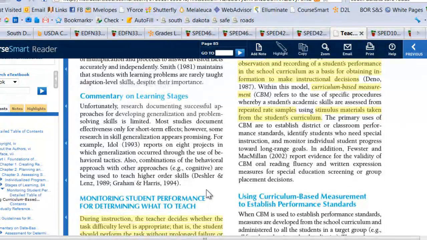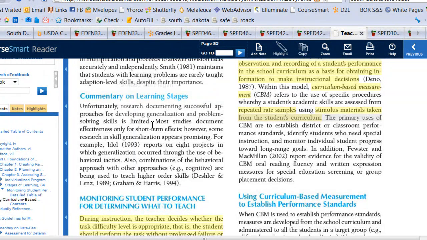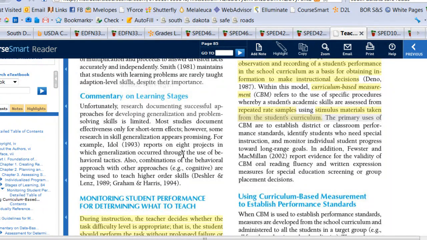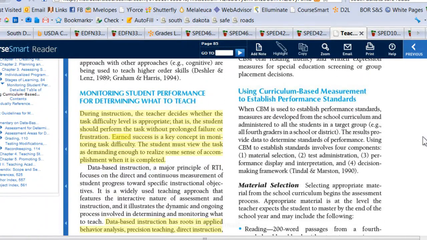And one of the things it says in the commentary, there's not enough research to know. If I can just read this to you, documenting successful approaches for developing generalization and problem solving is limited. Most student studies document effectiveness only short-term effects. However, some research in skill generalization appears promising. For example, IDLE reports 8 projects in which generalization occurred through the use of behavioral tactics. So it's not real strong there, but you have to understand that to know why some students struggle with this.